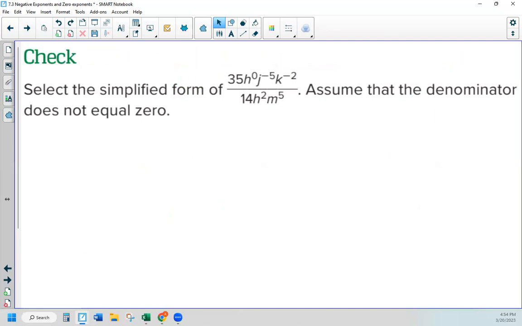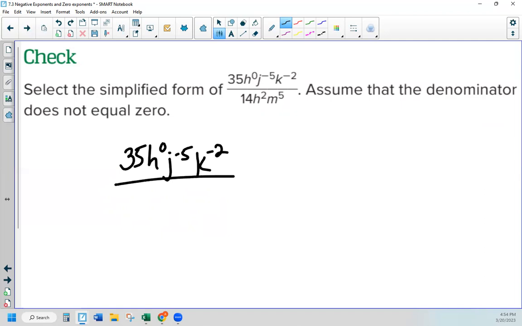All right. I'm going to do this one a little bit faster. I'm going to show you how fast you can actually do these type of problems and finalize your answer, right? So the first thing is, I'm just going to rewrite it. 35h to the 0, j to the negative 5, k to the negative 2, 14h to the 2nd, m to the 5th.